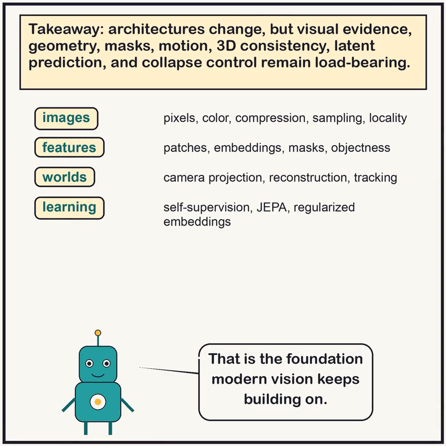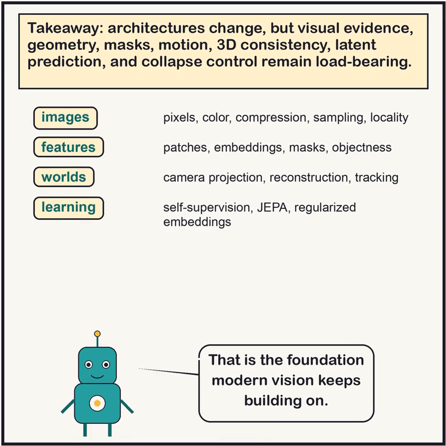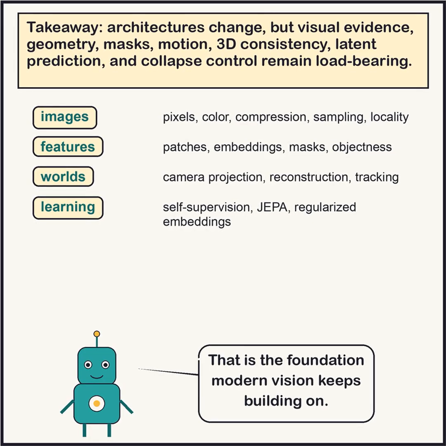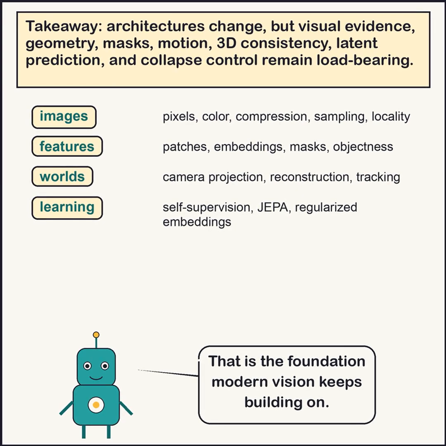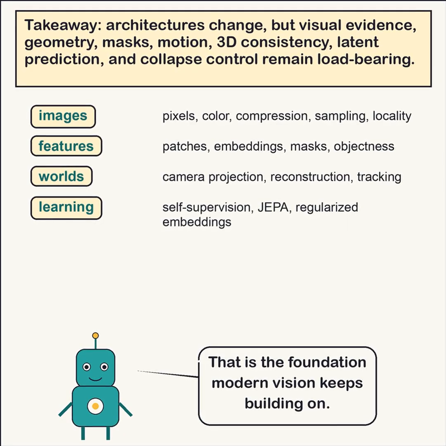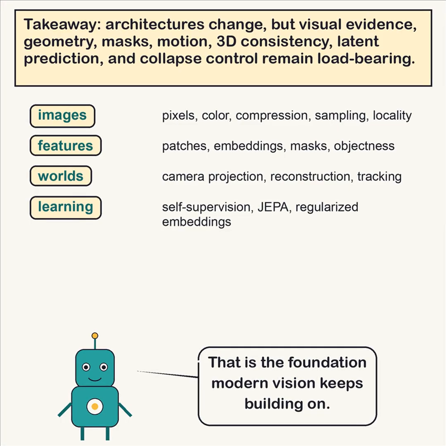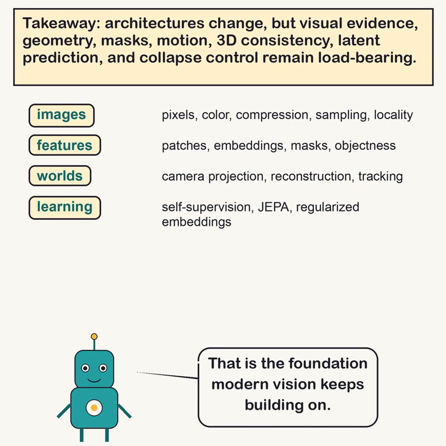The takeaway is simple. Modern architectures change quickly, but visual evidence, geometry, masks, motion, three-dimensional consistency, latent prediction, and collapse control remain the load-bearing ideas behind computer vision systems. The final lesson to ingrain is that computer vision is not a bag of equations. It is a chain of responsibilities.